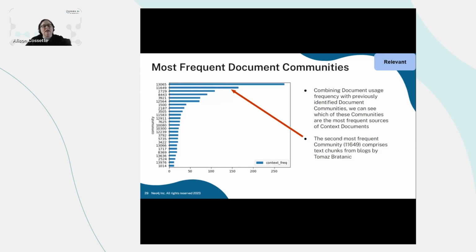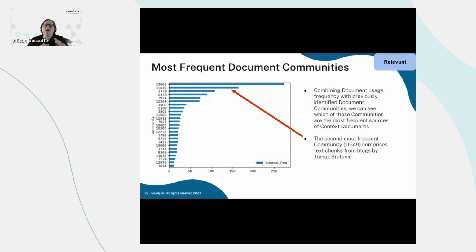Another thing we did is we looked at the actual most frequent document communities. So not just the individual documents that came up the most, but which communities came up the most. Obviously, the top community was around documentation. That's where people want to go. But what was interesting is that the second most frequent community was made up of text chunks from all of the blogs from Tomasz Bertanek, who's one of my favorite bloggers, who does a lot on Neo4j and has really excellent content. So it didn't surprise us either that that was the second most frequent community that came up.